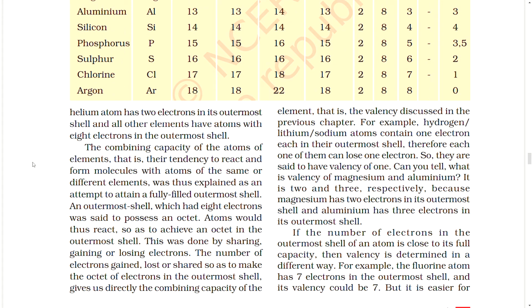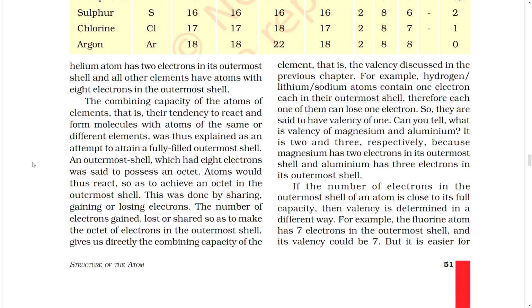Helium atom has 2 electrons in its outermost shell, and all other elements have atoms with 8 electrons in the outermost shell. The combining capacity of the atoms of elements, that is their tendency to react and form molecules with atoms of the same or different elements, was thus explained as an attempt to attain a fully filled outermost shell. An outermost shell which had 8 electrons was said to possess an octet. Atoms would thus react so as to achieve an octet in the outermost shell.